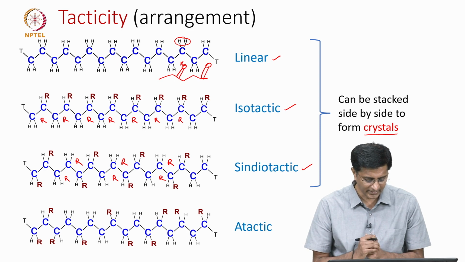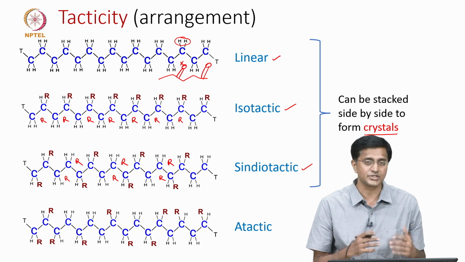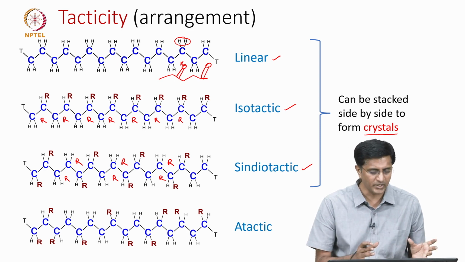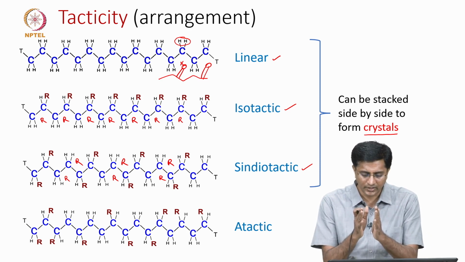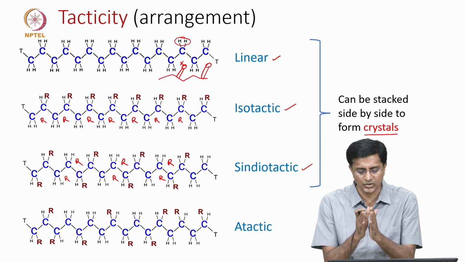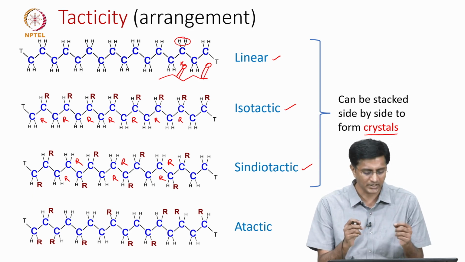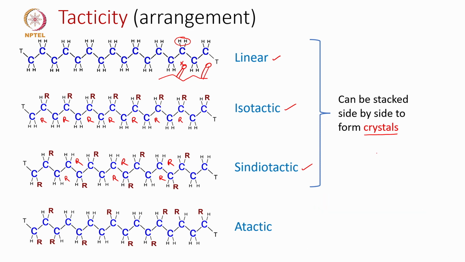But what about these atactic? Now that these radicals are very randomly spaced, when 2 polymer chains come together, it is very hard for them to sit next to each other in a compact fashion, because they do not fit into these gaps. For that reason, atacticity leads to non-crystallinity. What do we mean by non-crystallinity? We mean that it is amorphous.